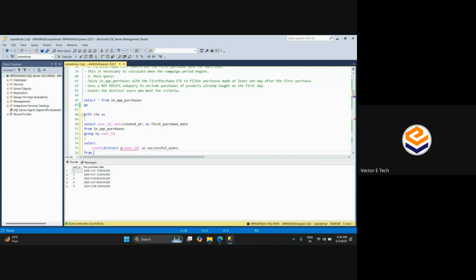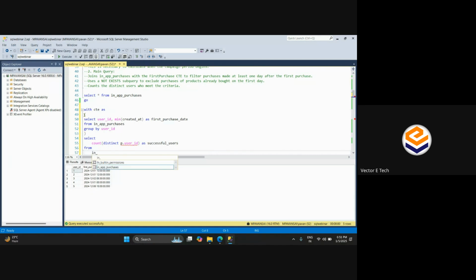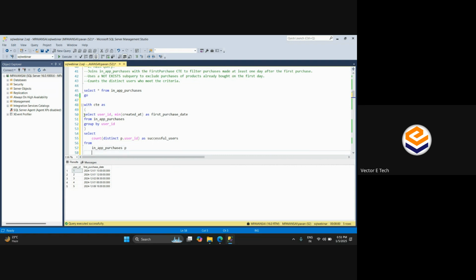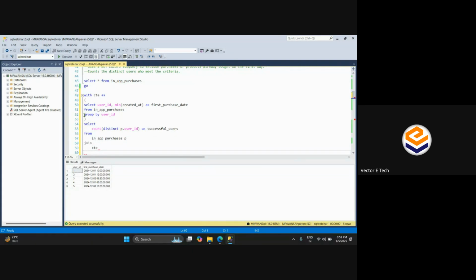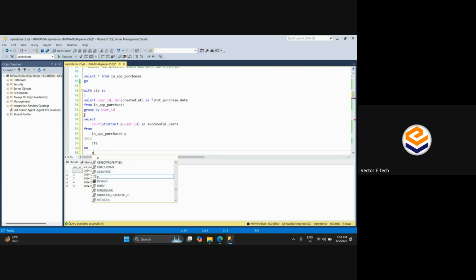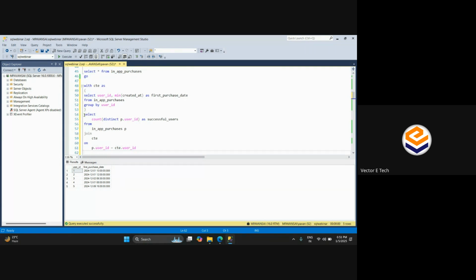What we'll do is, from which table? In app purchases, we'll call it P. Okay. We took the name as P, right? You can take any name. I'll join the table. What is the table? Our CTE, right? And on what basis? On P.user_id is equal to CTE.user_id, right? This is the self join which we have done. I hope till now it is clear, right?